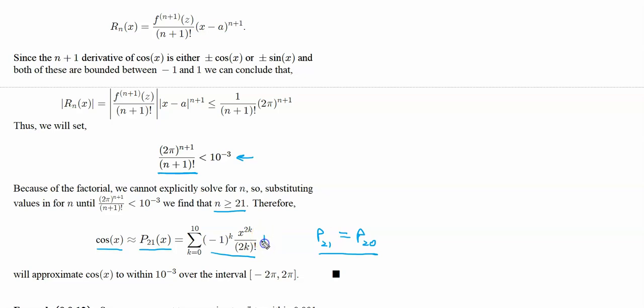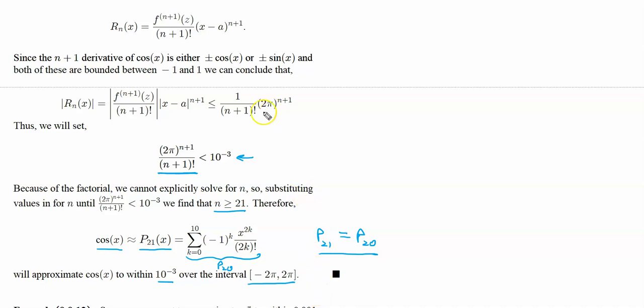Because once again, if we added in x to the 21 here, the coefficient that goes with this is actually 0. So P21 and P20 are the same in this case. This is the polynomial that we need right here. This is the same as P20, or you could say that this is P21. They're the same thing. This will approximate the cosine function to within 10 to the negative third over this interval. And that's how we solve this problem.